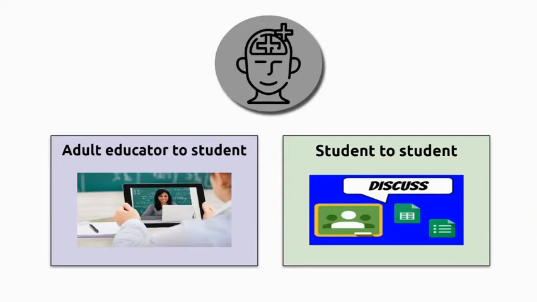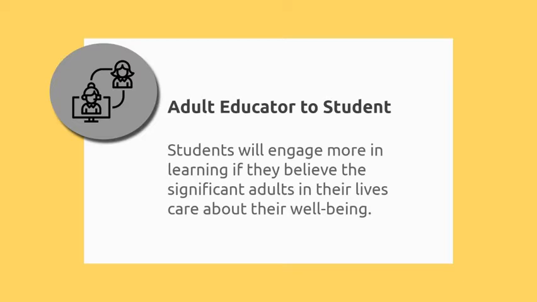Learning requires positive relationships. There are two types: adult educator to student and student to student. A trauma invested approach to students helps to initiate and then foster lasting connections to students. Through this approach, adult educators will know how to identify and respond to student needs that might be interfering with their learning.